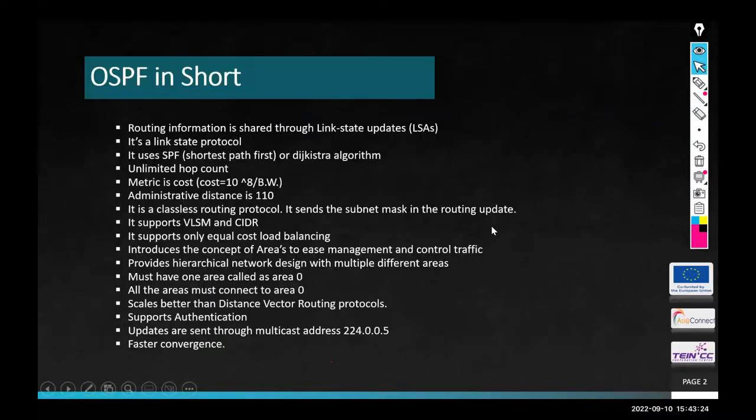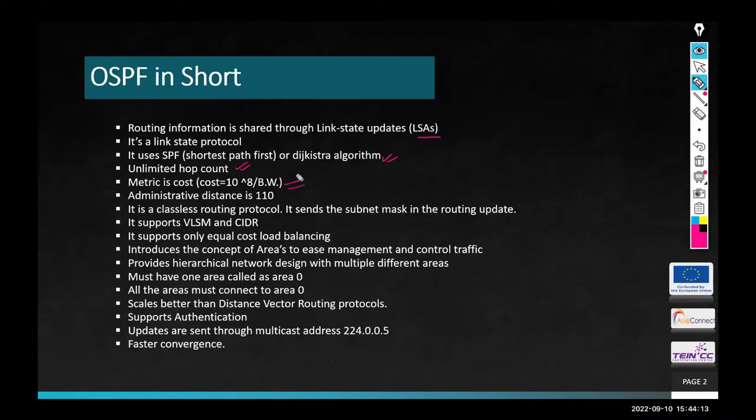Sorry, guys. So as I said, the link state protocol uses the LSA to share routing information with its neighbors. Just remember these things; I will discuss it more later. So this is the LSA. It's a link state protocol as I said, and it uses the SPF shortest path first algorithm to calculate the best path, and hop count is unlimited, whereas EIGRP and others have a limited hop count, right? The metric for calculating the best path is cost.